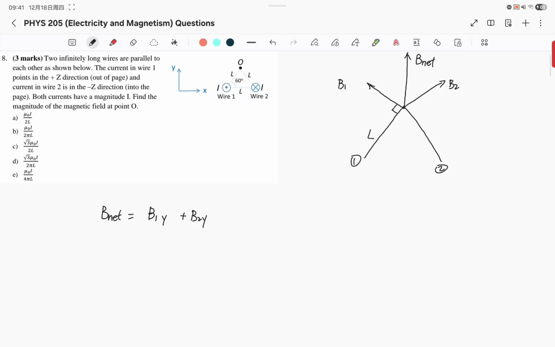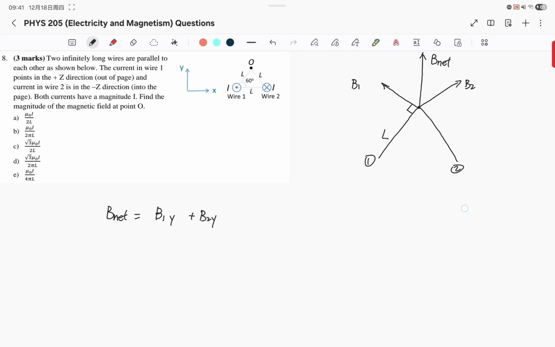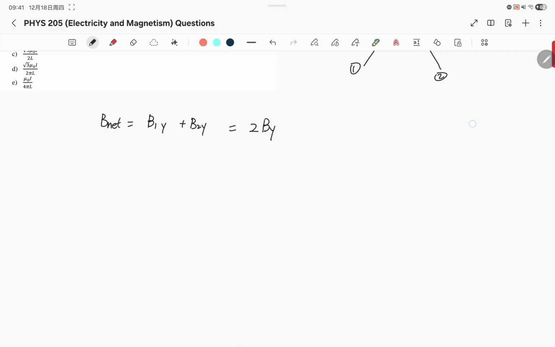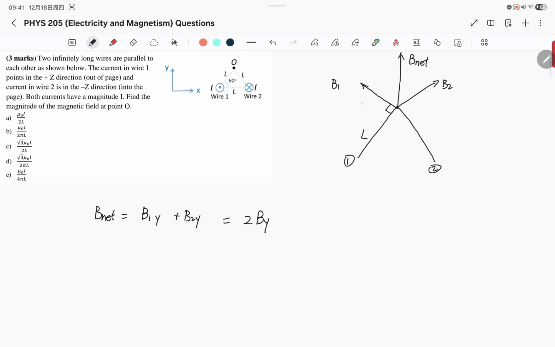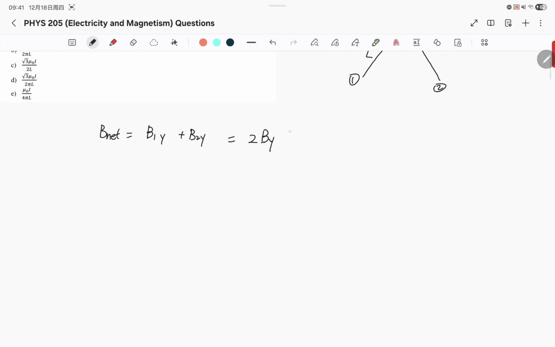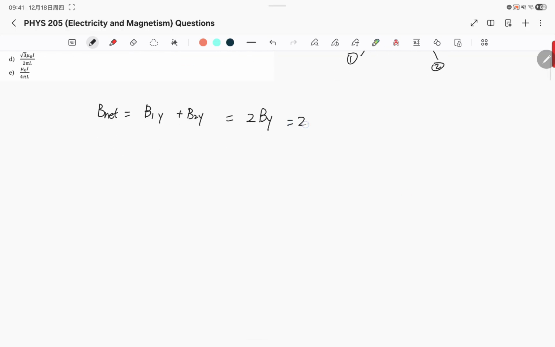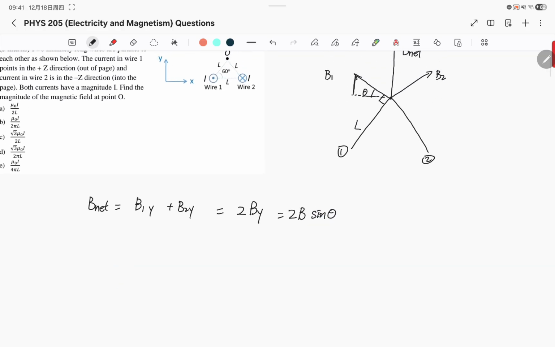And since the current in both wires is the same, they're going to cause the same magnitude of magnetic field. So B1 and B2 are the same. So let's just say this is equal to 2By. And what is By? By is the vertical component. This is By. And that is 2B sine theta.